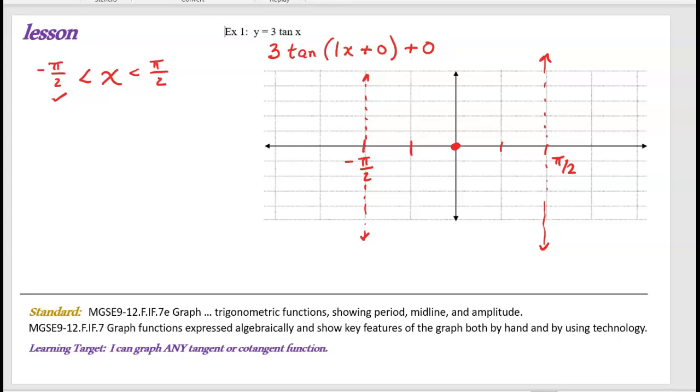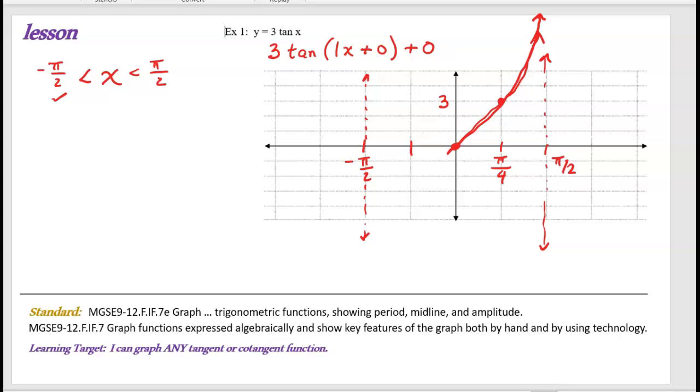Halfway in between negative pi over 2 and pi over 2, I start here. If D were not 0, that would be different. Okay, but the only difference here is when I plug in pi over 4. So numerically, tangent of pi over 4 is 1 times 3 is 3. So when I go halfway over from the origin, I then go up 3 because A is 3. So just like we had a maximum at 3, now we have a point at 3.